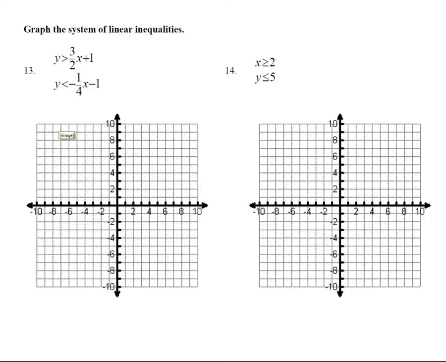So if I look at the first one, it's already in slope-intercept form. So it has an intercept of positive 1 and a slope of 3/2. So I'd go to positive 1, go up 3 over 2, up 3 over 2, up 3 over 2.